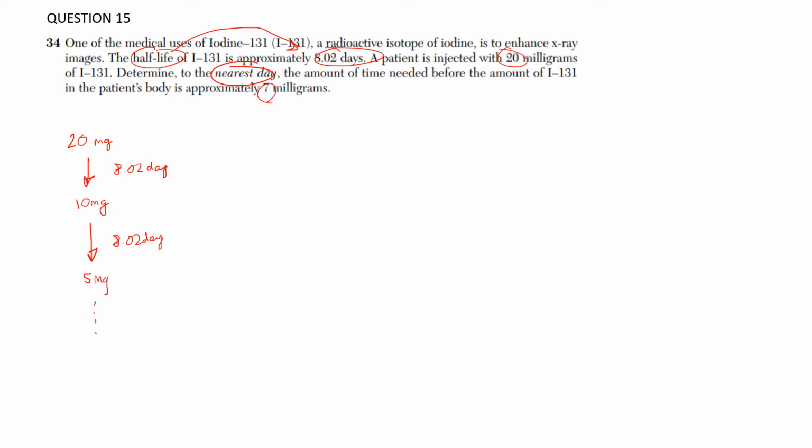The question's asking us 7 milligrams. Which day would that be, right? So if you wait 16 days, it's a little too long. You'd be at 5 milligrams. So we're looking for somewhere around here, and it's going to be under 16 days, and we can check that later with our answer. Approximately under 16 days.